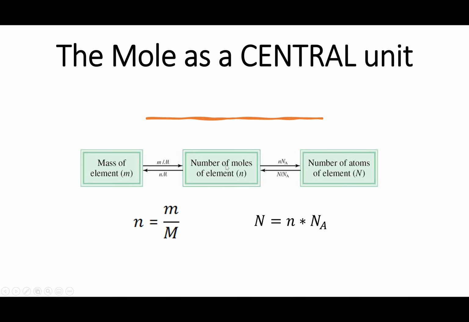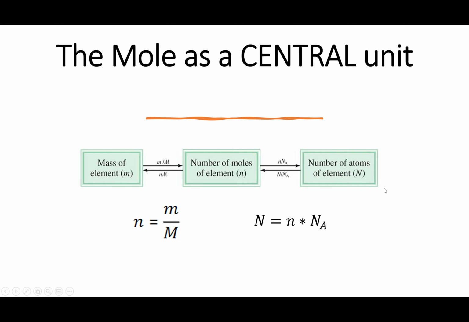Now we've got 2 relationships here. We've got our first one, which related the number of particles and the number of moles. And then our second one related the mass and the number of moles. And this gives us the view of the mole being our central unit that's ultimately going to relate the mass to the number of particles, or in this description, the number of atoms.